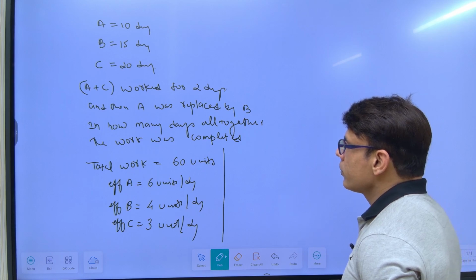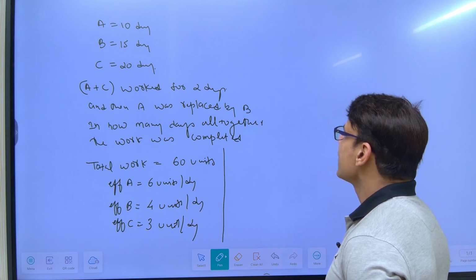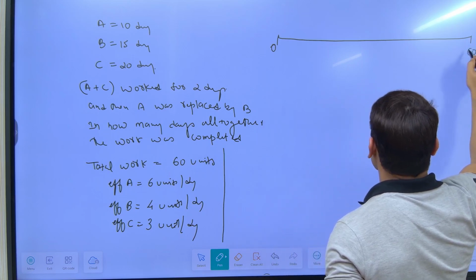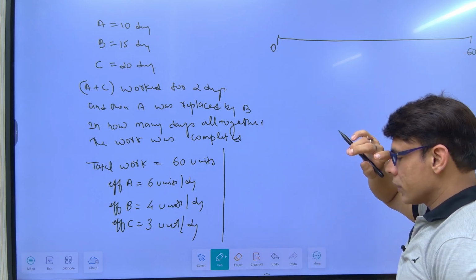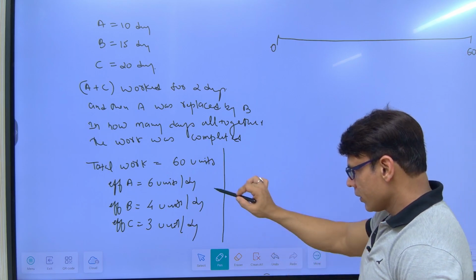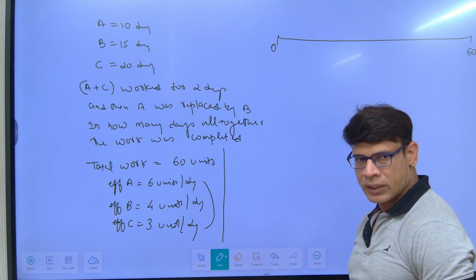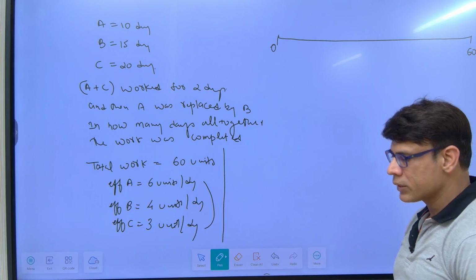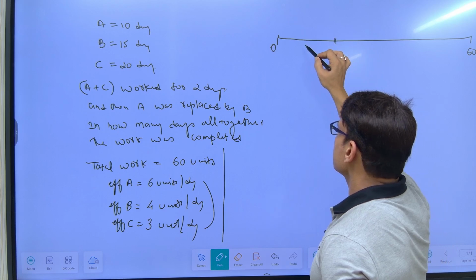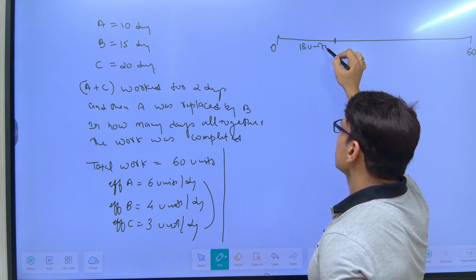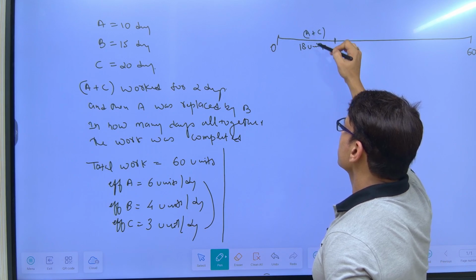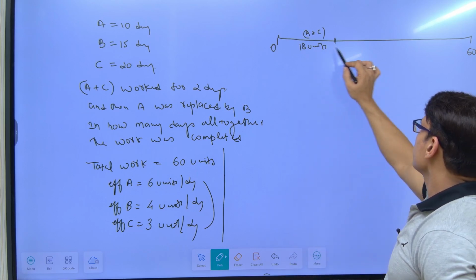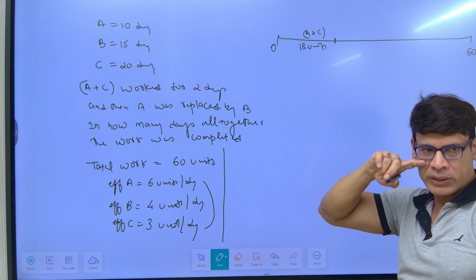Now what they are saying, initially who worked for 2 days? A and C. So now draw a number line and write your work 0 and 60 units. Since A and C are working together for 2 days, what is the combined efficiency of A and C? They will be working for 2 days. So in 2 days, they will finish 18 units of work, right? A plus C together. After that, A is replaced by B. First of all, out of 60, 18 units are already done. How many units are left?